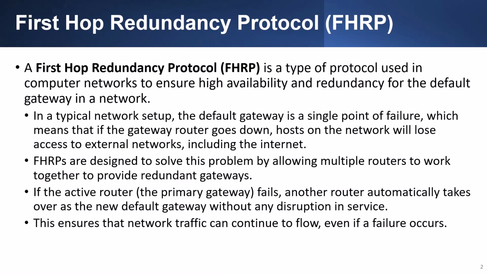A First Hop Redundancy Protocol, or FHRP, is a type of protocol used in computer networks to ensure high availability and redundancy for the default gateway in a network. In a typical network setup, the default gateway is a single point of failure, which means that if your gateway router goes down, hosts on the network will lose access to external networks, including the internet. FHRPs are designed to solve this problem by allowing multiple routers to work together to provide redundant gateways. If the active router, the primary gateway, fails, another router automatically takes over as the new default gateway without any disruption in service. This ensures that network traffic can continue to flow even if a failure occurs.